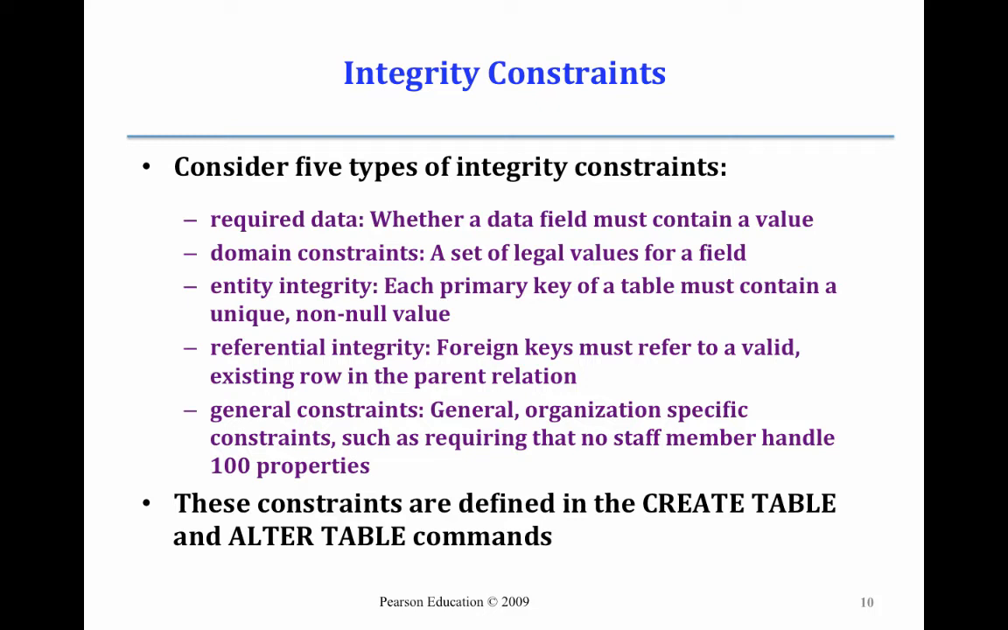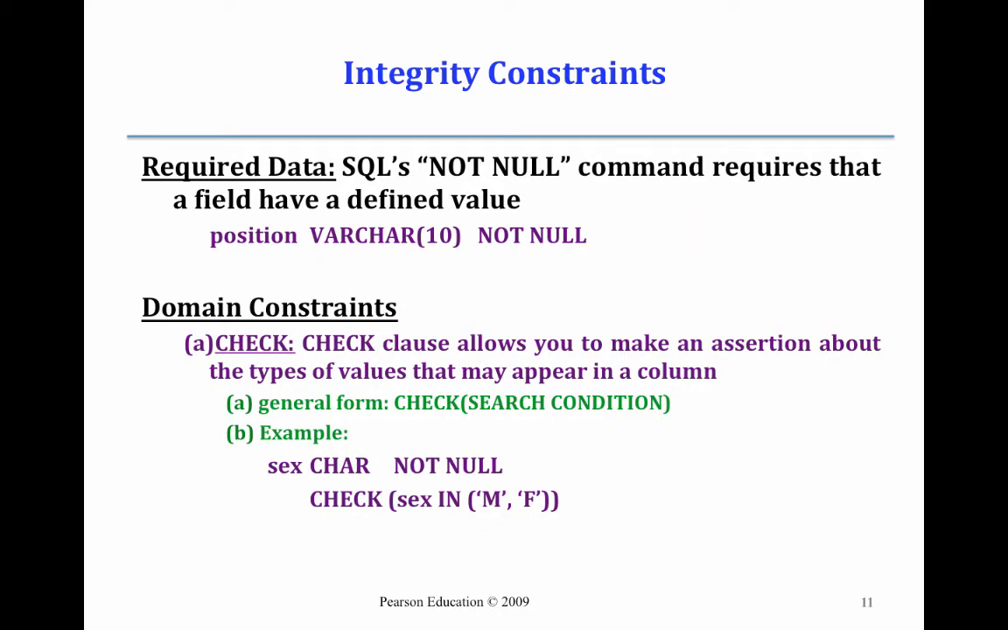We talked about entity integrity, which is that every primary key has to be both unique and non-null. Referential integrity, which is that foreign keys refer to a valid existing row in the parent relation or are null. And general constraints that are organization specific, such as no staff member handling more than, in this case, 100 properties. And SQL has commands we'll see in a moment for defining these types of constraints.